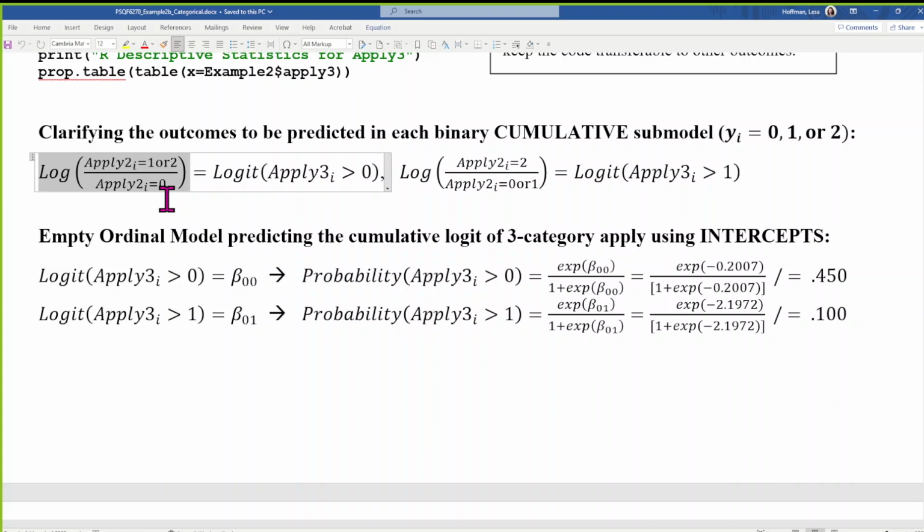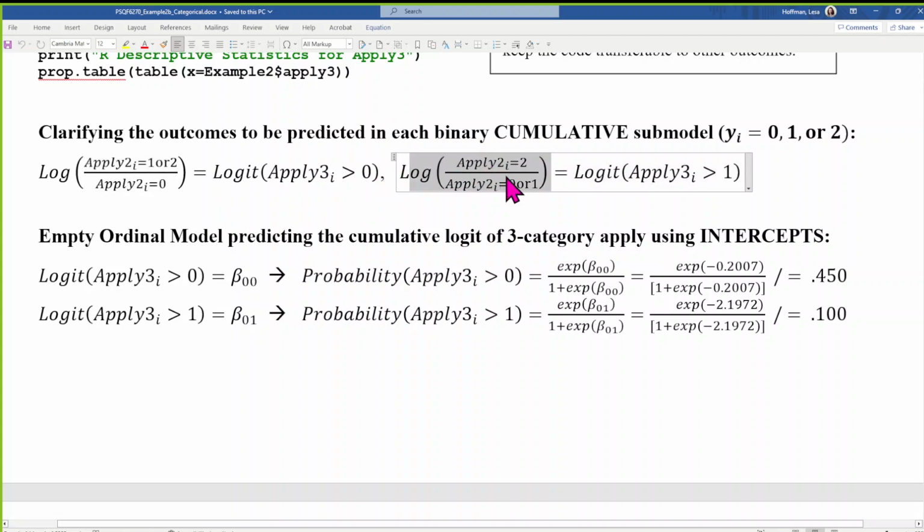The logit is the log of the odds of the probability of a 1. That is still true. We are redefining what 1 is, and we're redefining what 0 is. So in the first submodel, a 1, the part of the odds that's in the numerator here for probability, is the probability of a 1 or a 2 relative to a 0. So in the first submodel, the 1 is a response greater than 0, and the 0 is the 0.